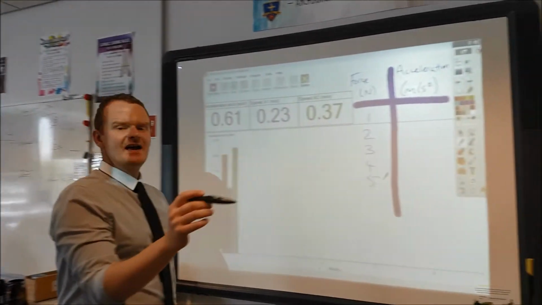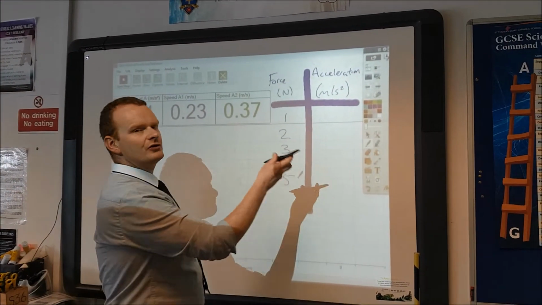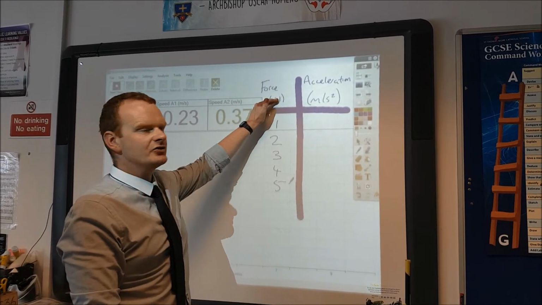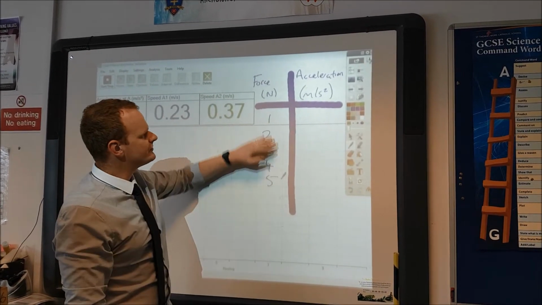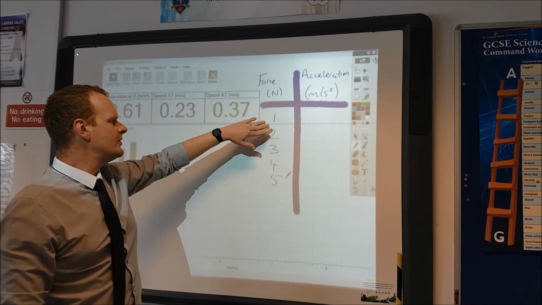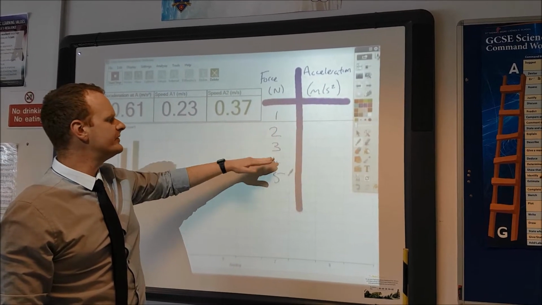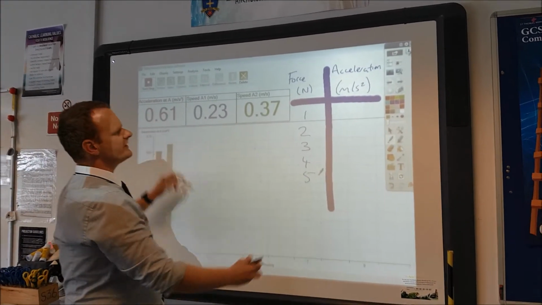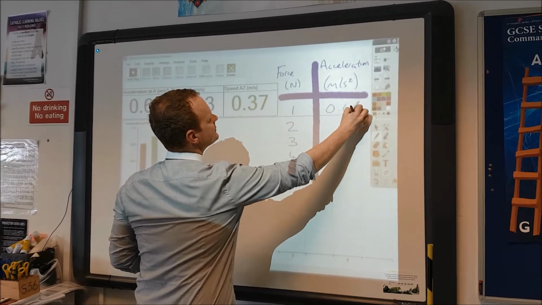I've now constructed a table that I'm going to put my results in. All good results tables have a variable and the unit that you're working in, and then all those relate to that unit. So we've just done 1 Newton, the hook on its own. We're then going to do 2 by adding a mass, 3, 4, 5, and we're going to put the acceleration here. So the acceleration for the first one is 0.61.